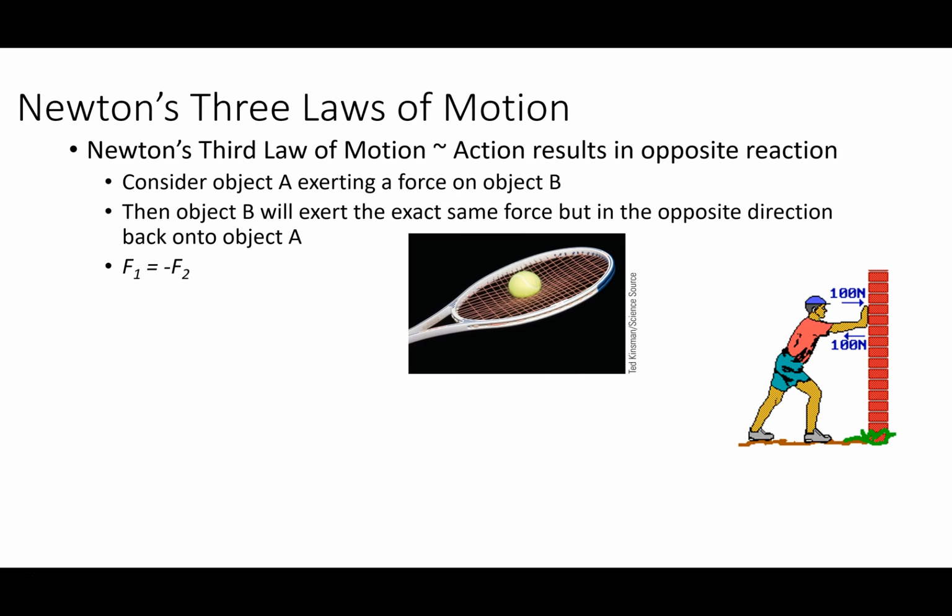Now, sometimes things do happen. So, for instance, here we have a racket hitting a tennis ball. Think of the area of contact, and think of moving the racket and the ball coming to it. But you end up with where they join a force.